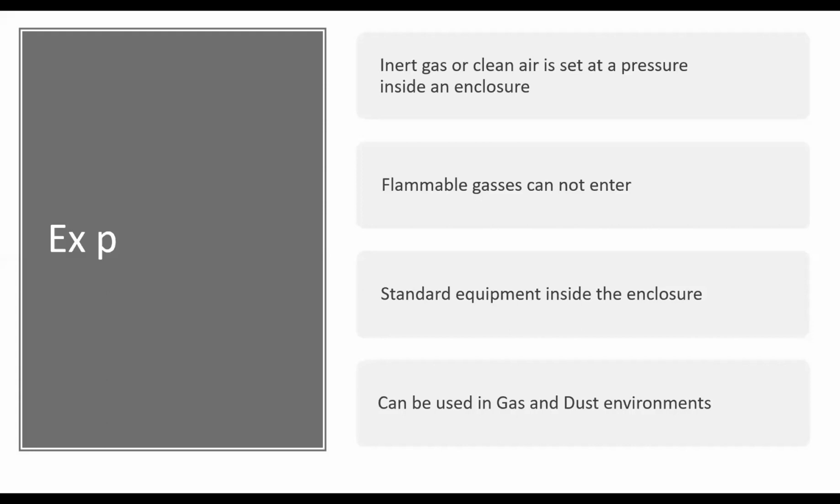So what's EXP? EXP is an enclosure, and inside that enclosure you have equipment, but you also have inside that enclosure an inert gas or clean air set at a pressure greater than the outside atmosphere. Imagine a balloon full of air. When you press it, your finger bounces back. This is exactly what the dangerous gases or dust would do. They would be kept out of that enclosure so they can never get in there to cause an explosion. So like I've said, it is standard equipment inside the enclosure. Gases or dust cannot get in, and it can be used in gas environments and dust environments.